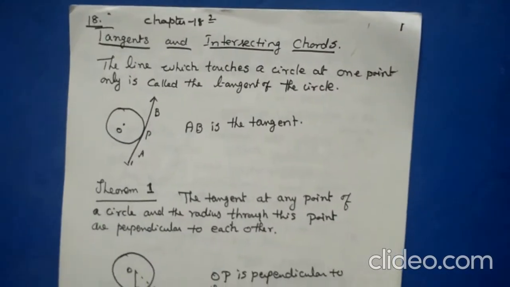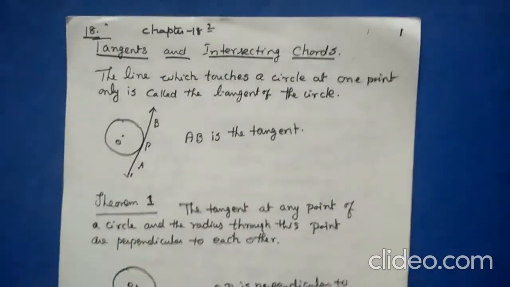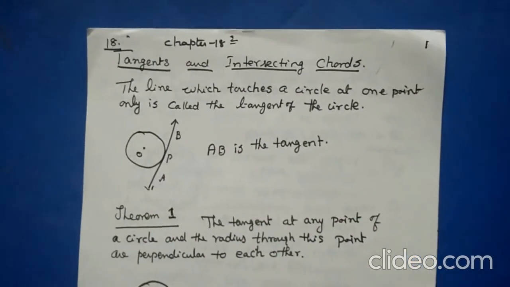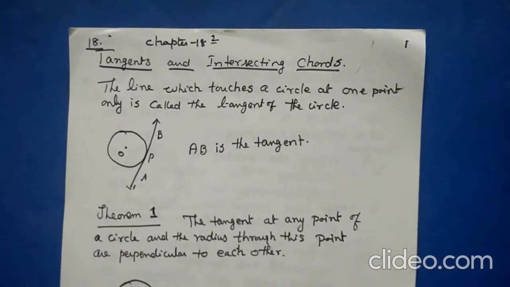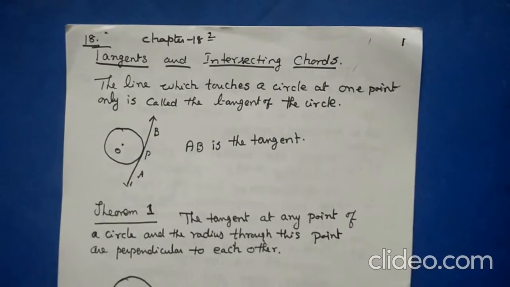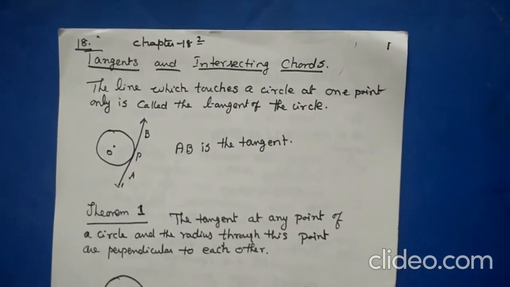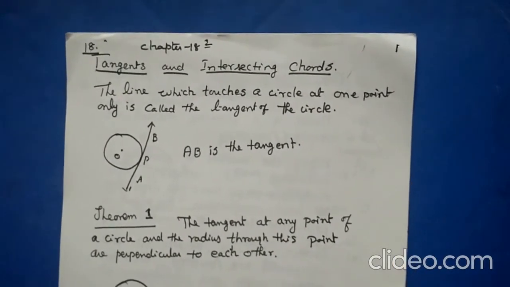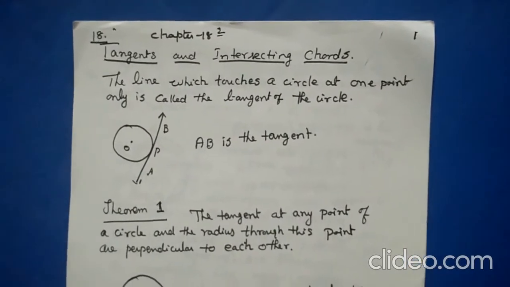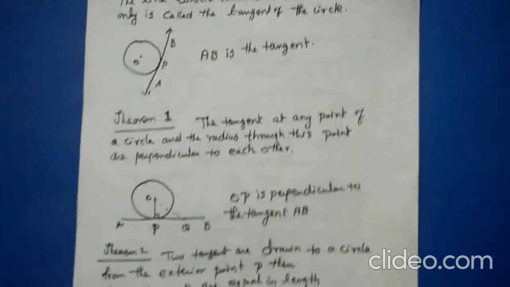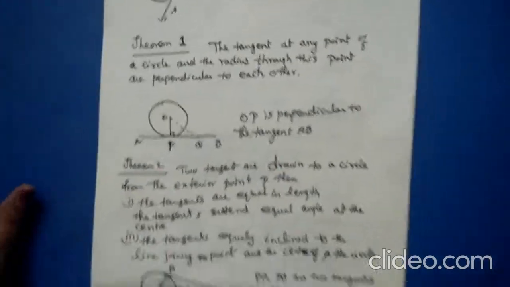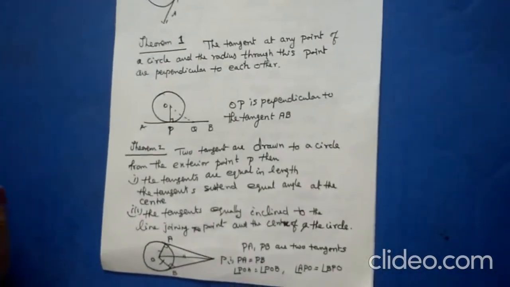Now you can see this is a circle and AB is the tangent. It touches the circle in only one point at P. So AB is the tangent. It is touching at P. Now the theorems under this chapter you have to learn. Only very less theorems are there in this chapter. Theorem number 1 according to this chapter, but in your book the different number is there.